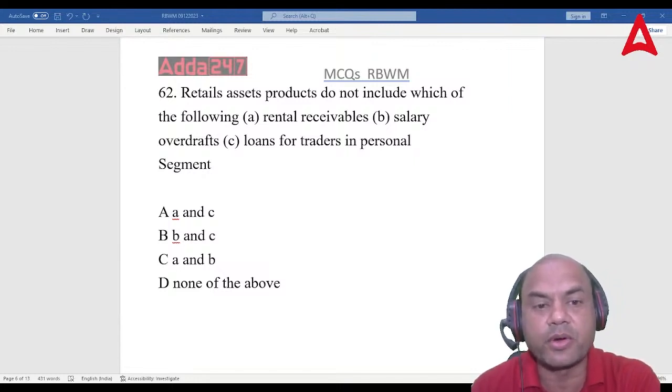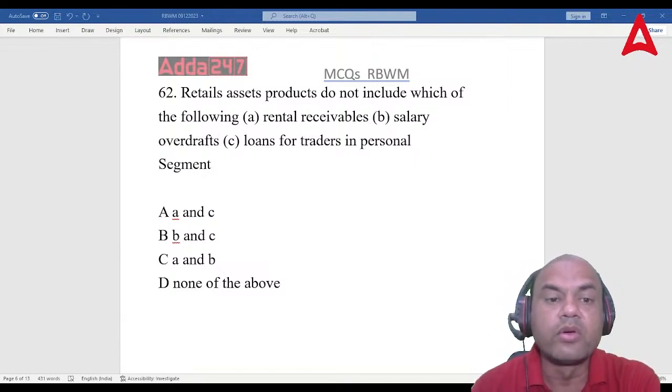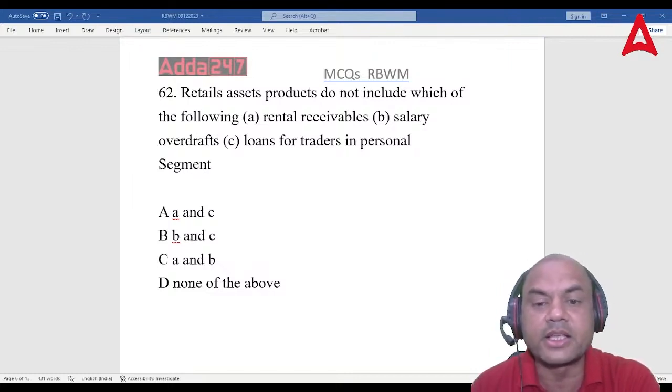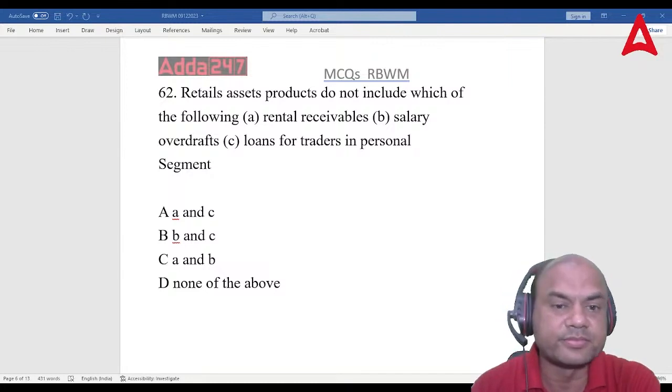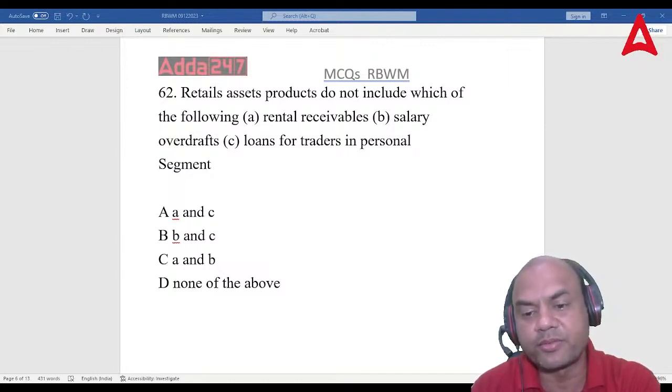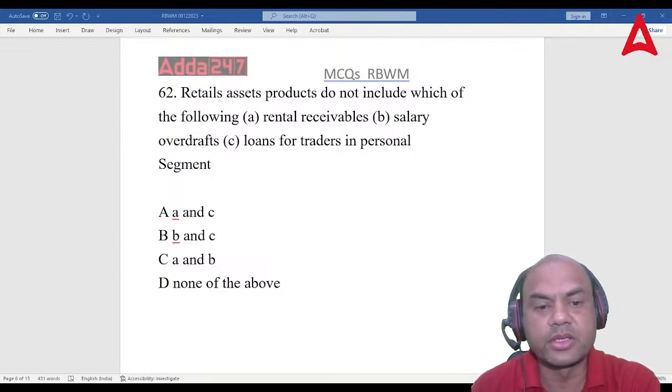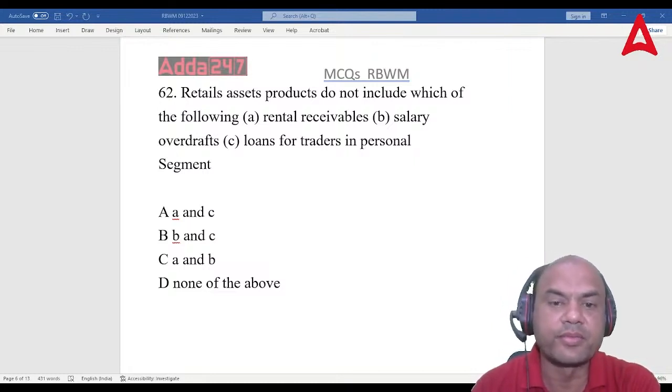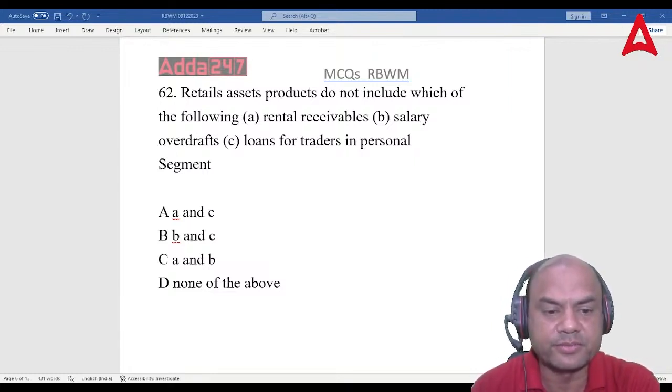Retail asset products which do not include. What is not included in retail assets? Let me get the answer from you, everyone. What is the answer over here? Think over it. Fast.